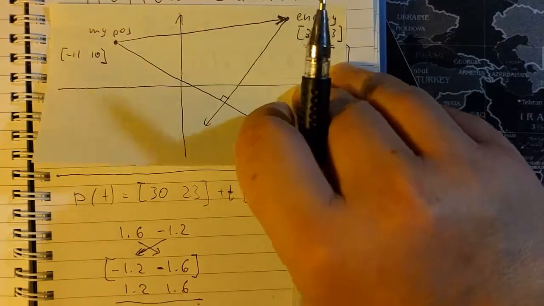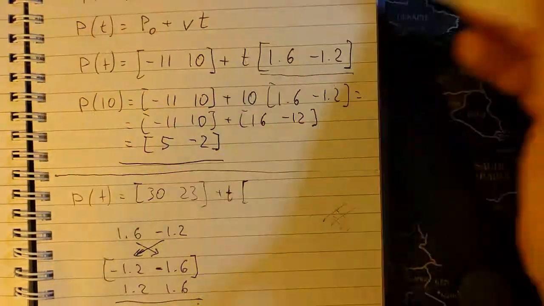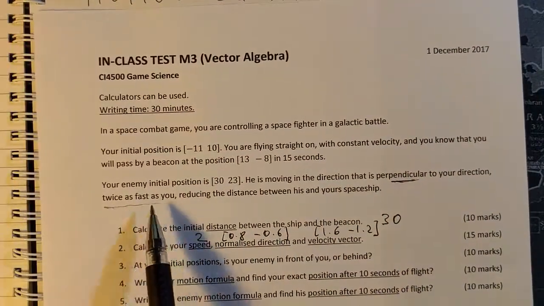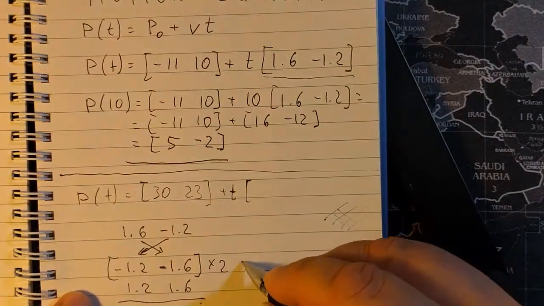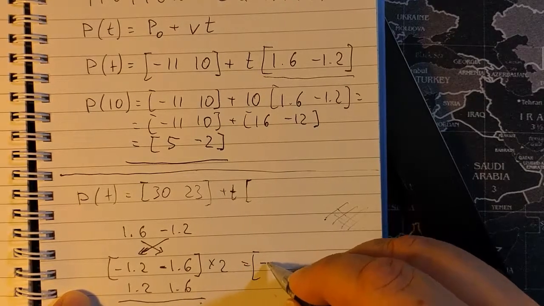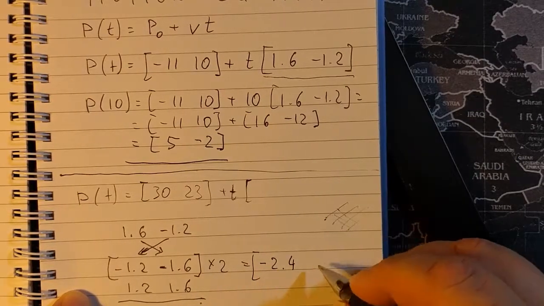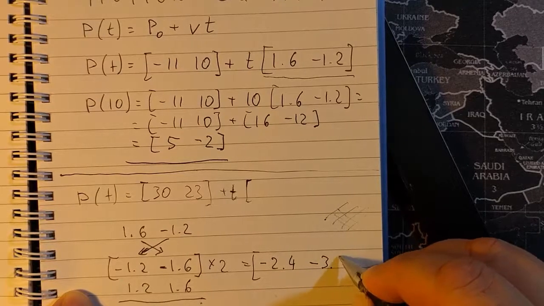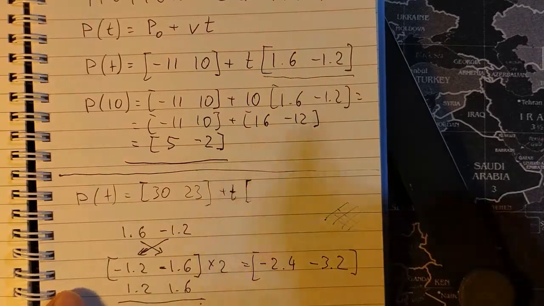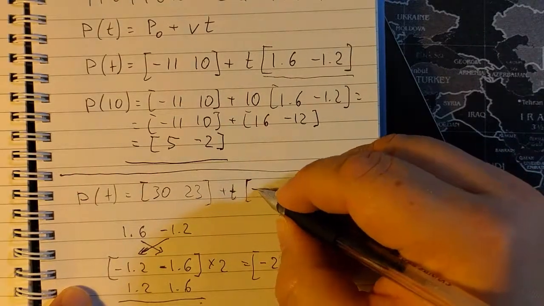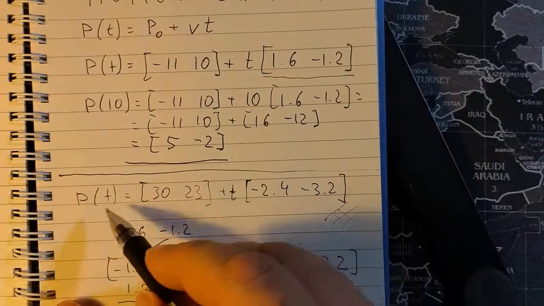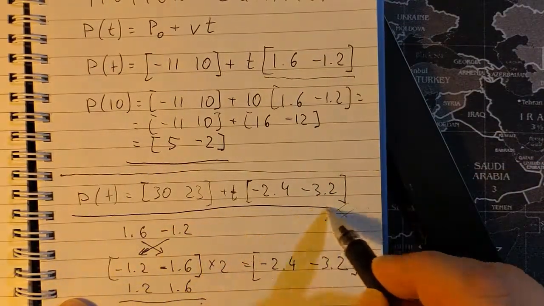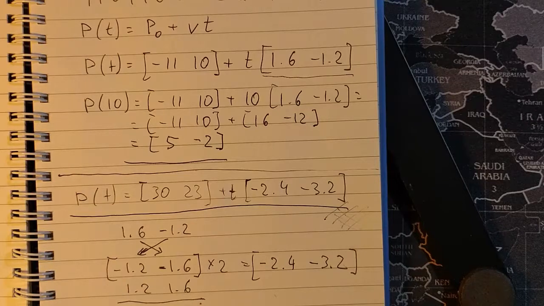(-1.2, -1.6). But we also know that our enemy is flying twice as fast as you. So I need to multiply this by 2, eventually getting the velocity vector (-2.4, -3.2). That's the velocity of my enemy. Therefore, it's (-2.4, -3.2). That's the motion equation for my enemy.